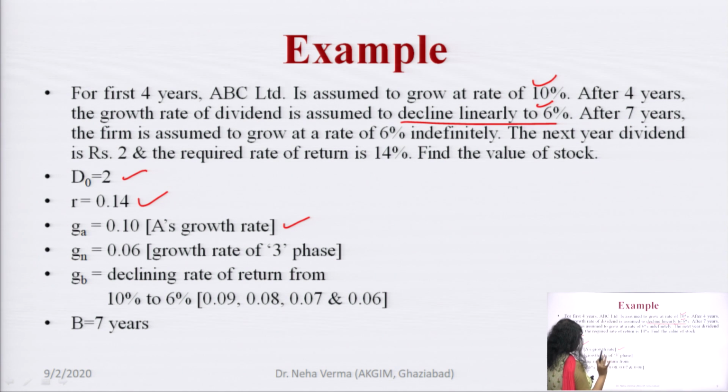So linear decline means that in the second phase the growth rate will decline from 10% to 6%, passing through the rates 0.09, 0.08, 0.07, 0.06, because there is a linear decline from 10% to 6% in the second phase of the model. Similarly, the value of B, which is given over here, is 7 years. The B value of 7 years is actually the end of the second phase.